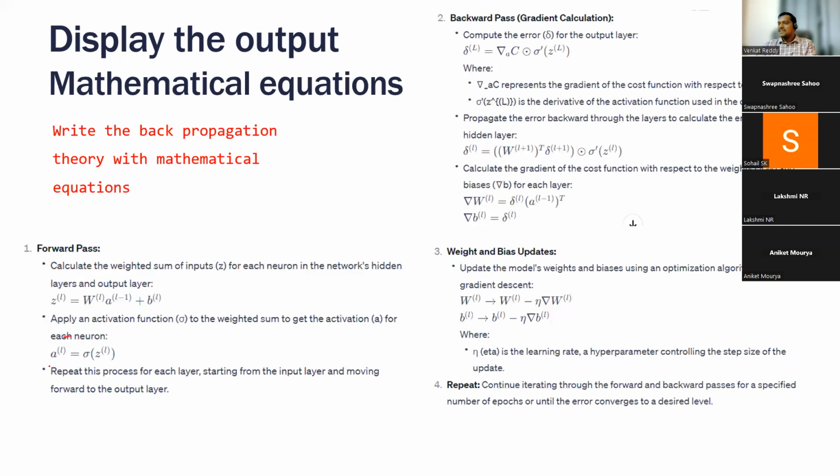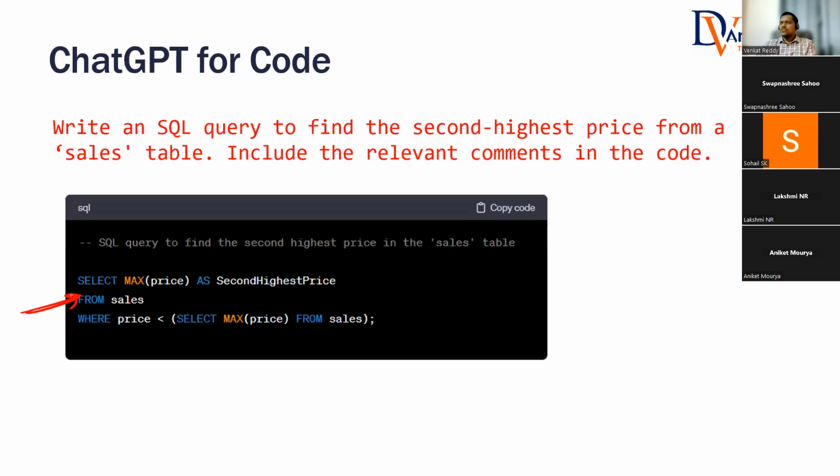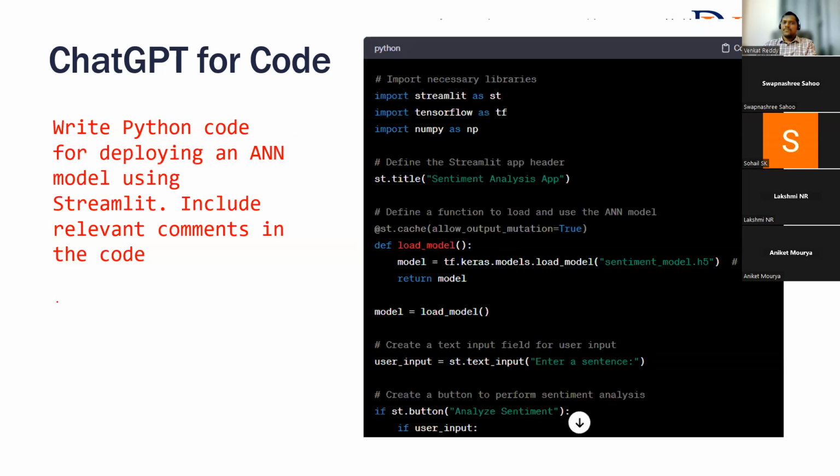You can display equations in the output. Most of you might have used this: the code will be coming as code blocks. You can ask the code to be displayed in code blocks. So that is the fourth element.